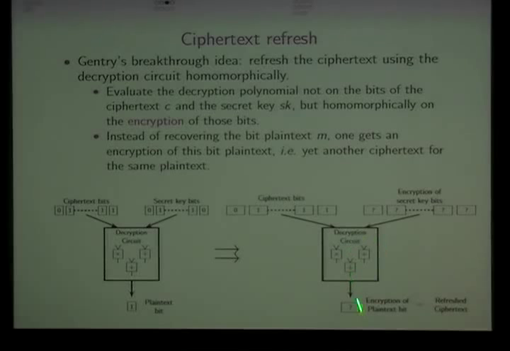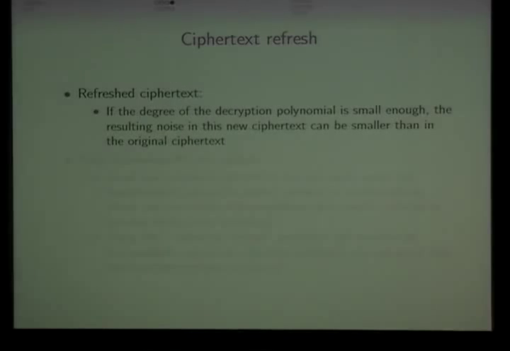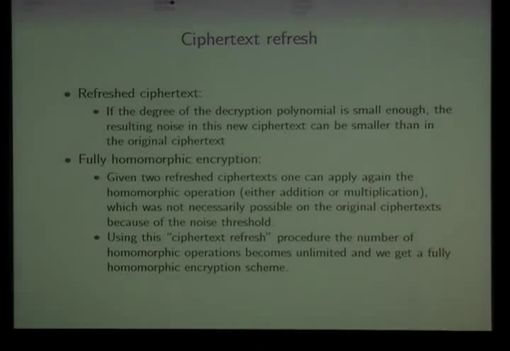And what you get, if the decryption circuit is low depth enough, if it fits in your somewhat homomorphic scheme, the result is an encryption of a plain text bit, and that's a new ciphertext for the original message. That's refreshed, and hopefully the noise here might be lower than the noise you started with, and that allows you to do more homomorphic operations. So that's the great idea by Gentry. The problem here is that you have to obtain a decryption circuit of a sufficiently low depth to fit everything.